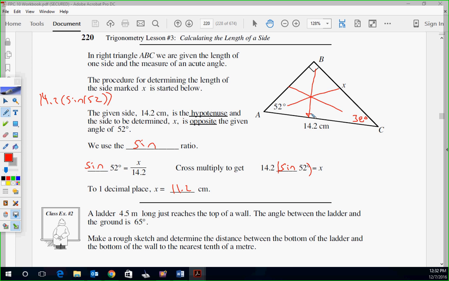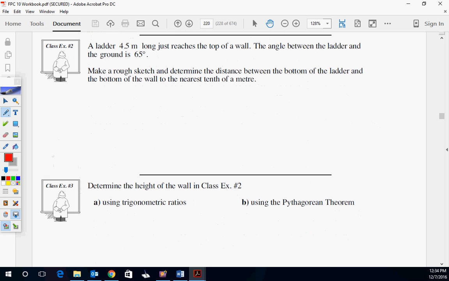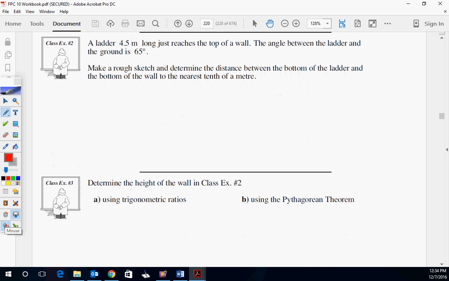All right. So any questions on that? That right there is a basic overview of using trig ratios to find missing sides. Okay. Let's keep going here. A ladder. Oh, did I get it all? Am I going too fast? Let me know. Got it?